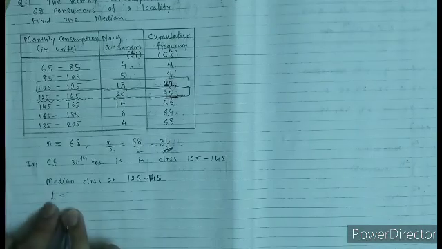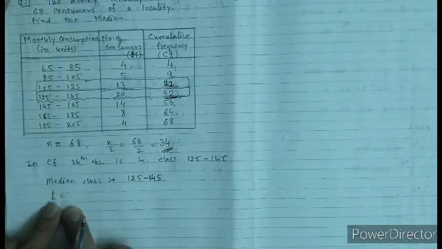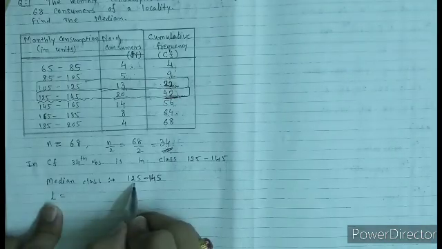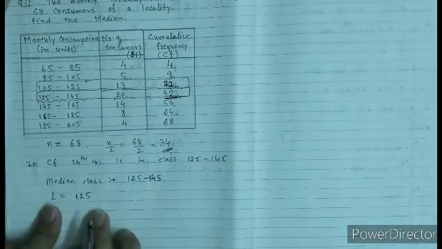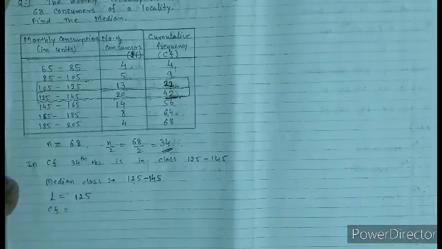Now the other term is L. We know what L is. L is the lower limit of the median class. Here the median class is 125 to 145. Its lower limit is 125. Therefore L equals 125.